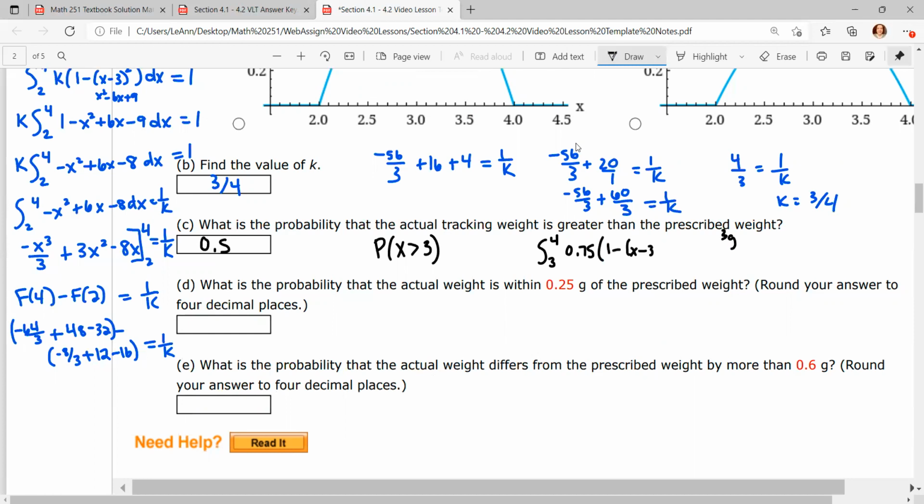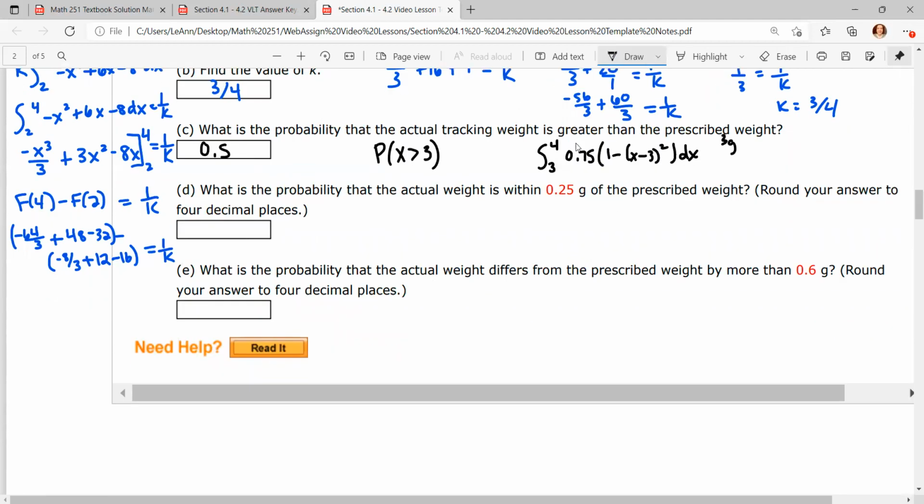And you would need to do the integration and evaluate that, but we already know what this integrates to because of our previous problem. We just know it's got a 0.75 now in front of it. So we already have the formula for that. We would just need to plug in f of 4 minus f of 3.